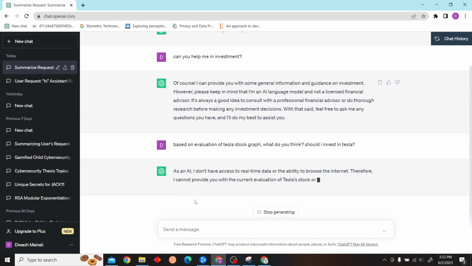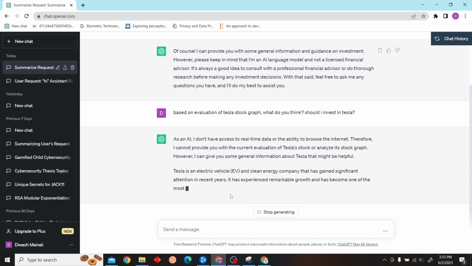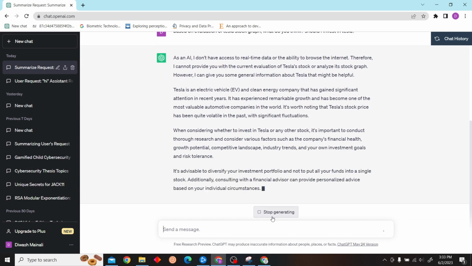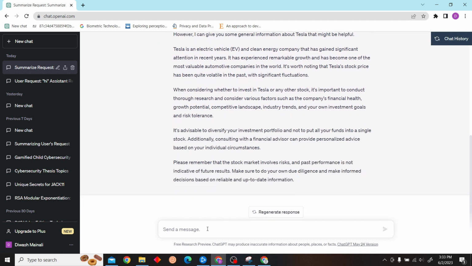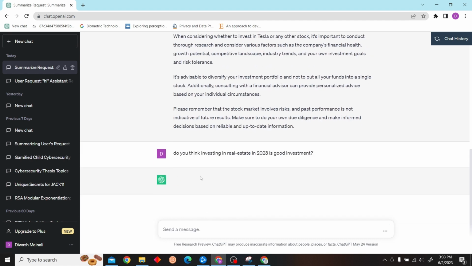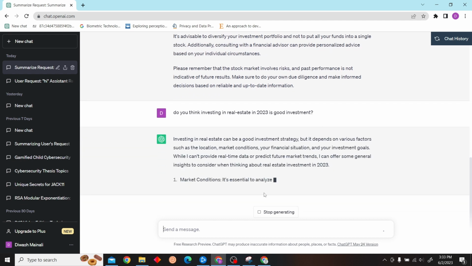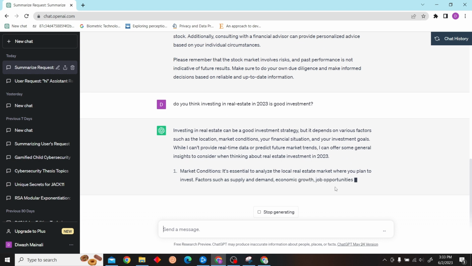So it says it does not have access to a graph or data related to stocks, so it cannot provide the exact answer, but it has listed me some points about Tesla, so that will help me figure out if I want to buy Tesla stocks or not. So let's ask another question. So yeah, it's just giving me basic ideas.